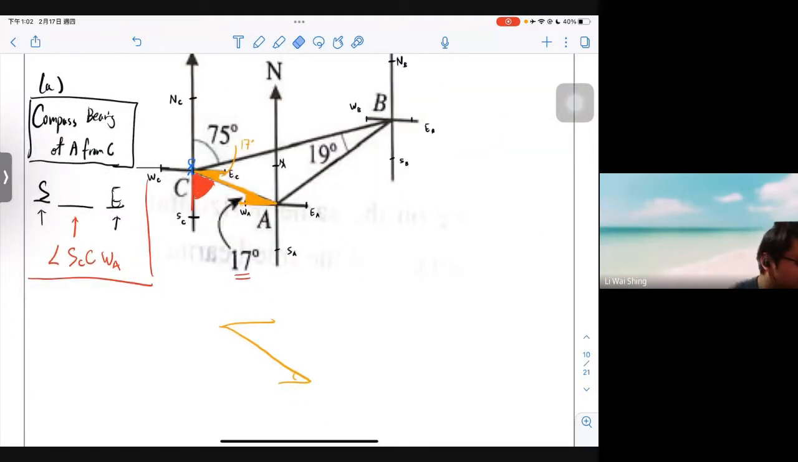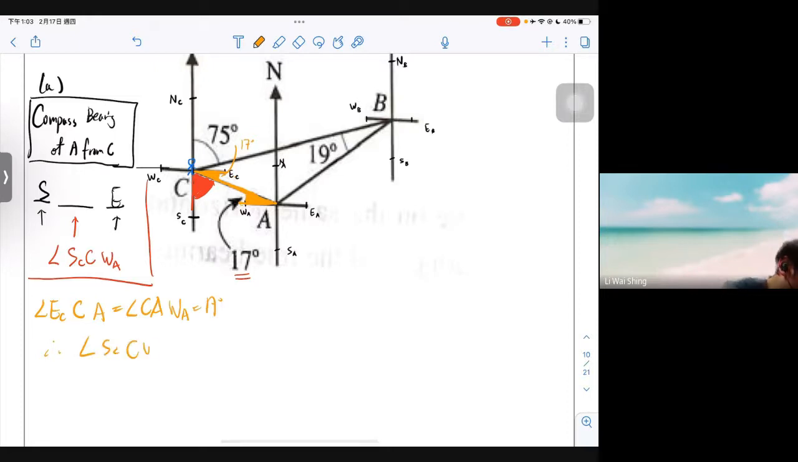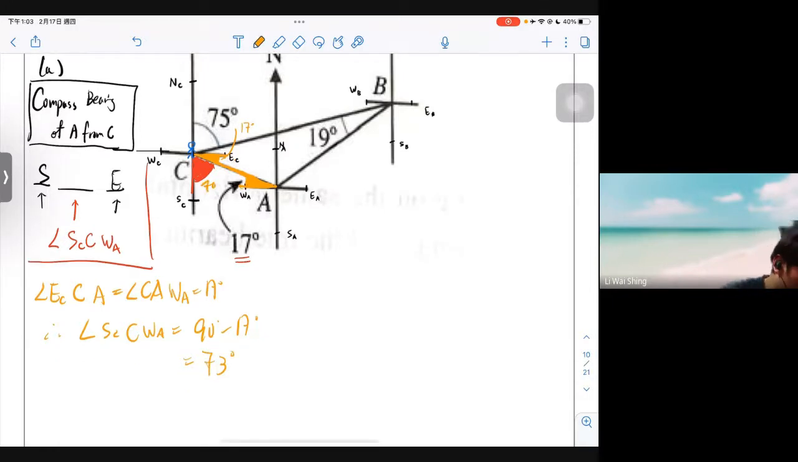Okay, so I will help you to write down the steps. First of all, angle SCA is equal to angle CAW, equals 17 degrees. So the angle above is 17 degrees. Angle SCA is equal to 90 degrees minus 17 degrees, also equals 73 degrees. So this angle is 73 degrees.